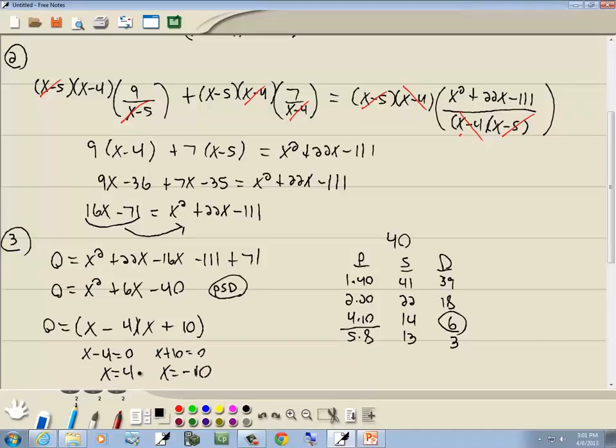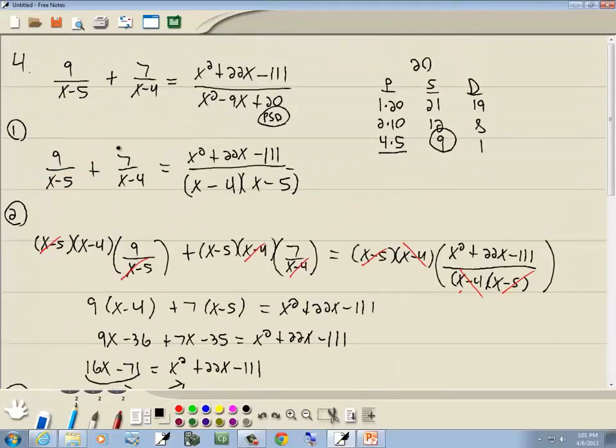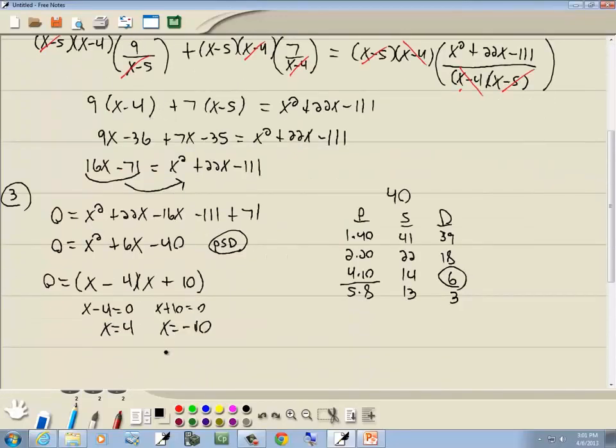We want to check it. So let me check the x equals 4. Go back up here. 4 minus 5 is negative 1. That's okay. 4 minus 4 here gives us 0 in the denominator. Can't have that. So that one fails.